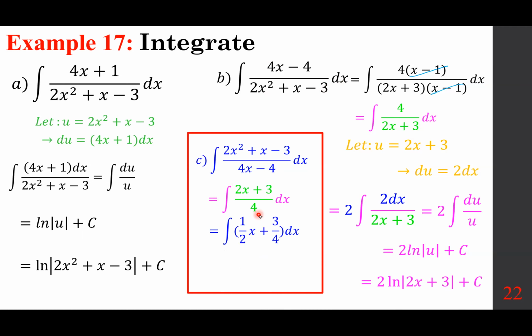This way, we don't need substitution. x gives you 1/2 x squared times 1/2 is 1/4 x squared. This is 3/4 x, and a constant. No substitution will do the job here, nice and easy.